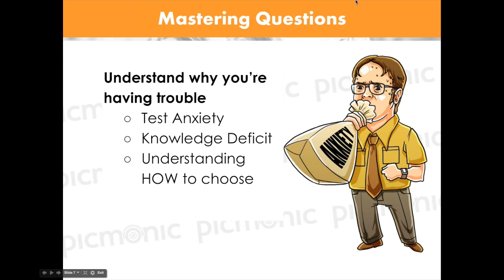We're not going to go into test anxiety today and how to really relieve it, but we do have a couple of hints and tips blogs out there on our website to help you relax before your test. The other thing that's really common is asking yourself and being honest with yourself and saying, do I just not know this material? Do I have a knowledge deficit?